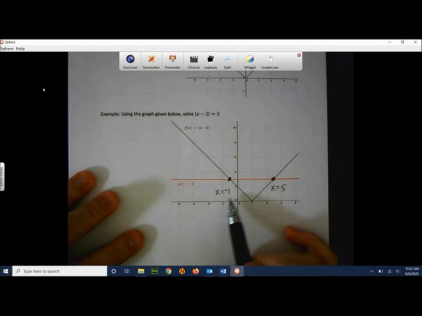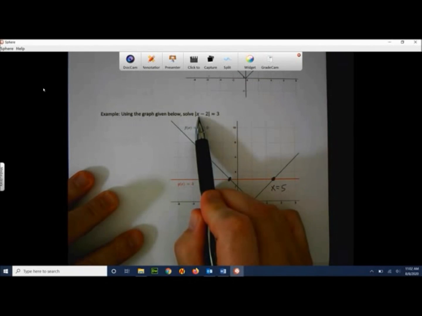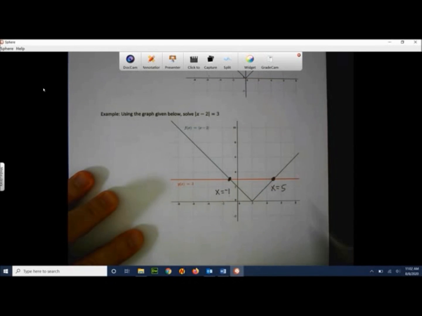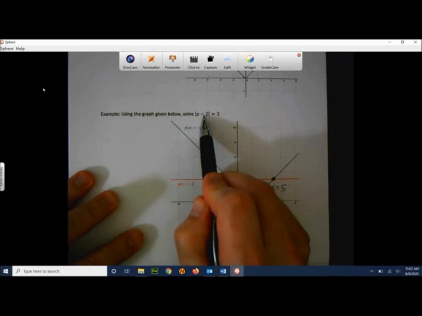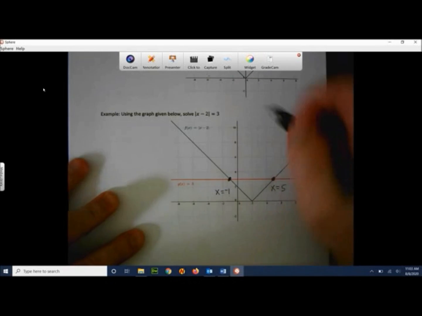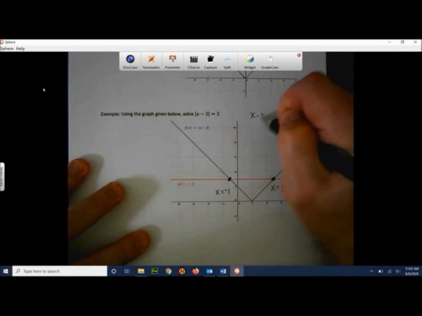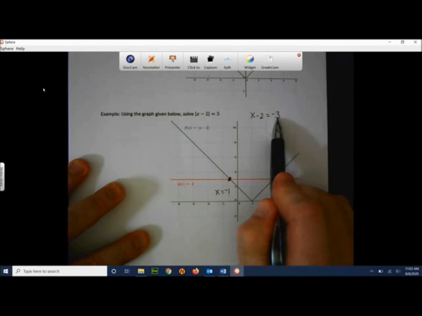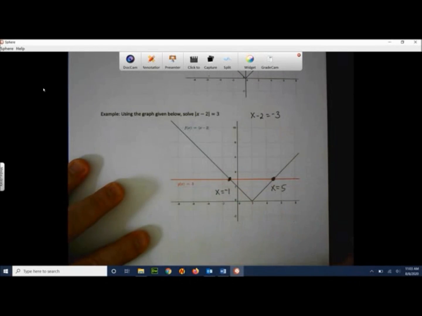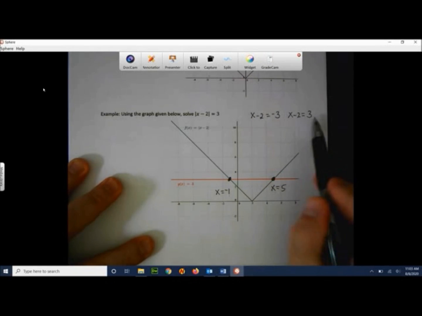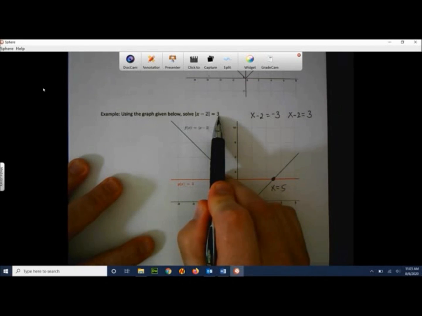And again, if I take these numbers and plug them in, it makes sense, because negative 1 minus 2 gives me negative 3, and the absolute value of negative 3 is 3. And if I plug in 5, 5 minus 2 gives me 3, absolute value of 3 equals 3. So look what's really happening here, these two answers. The two answers come from whatever's inside could be the number negative 3, because when I take the absolute value of negative 3, I'm going to get the answer 3. The other possibility is whatever is on the inside turns out to be positive 3, because the absolute value of positive 3 is also 3.